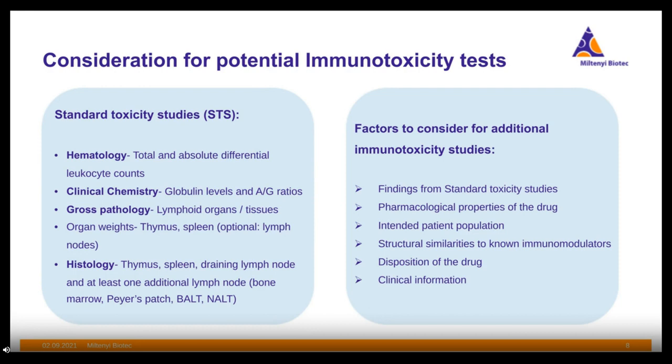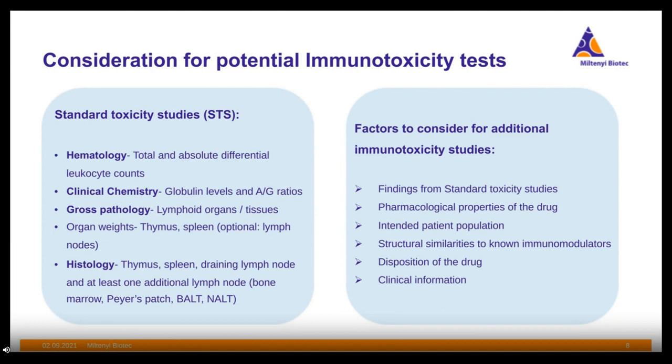Additional immunotoxicity study considerations come next, and the initial consideration depends on the results obtained from standard toxicity studies. To conduct additional immunotoxicity studies, several factors need to be considered, mainly based on the weight of evidence, as I mentioned, from the standard toxicity studies. Other factors include pharmacological properties of the drug. For example, of course, if the drug's mode of action is immunomodulation, there is a higher chance of observing adverse immune effects. So this should be considered.